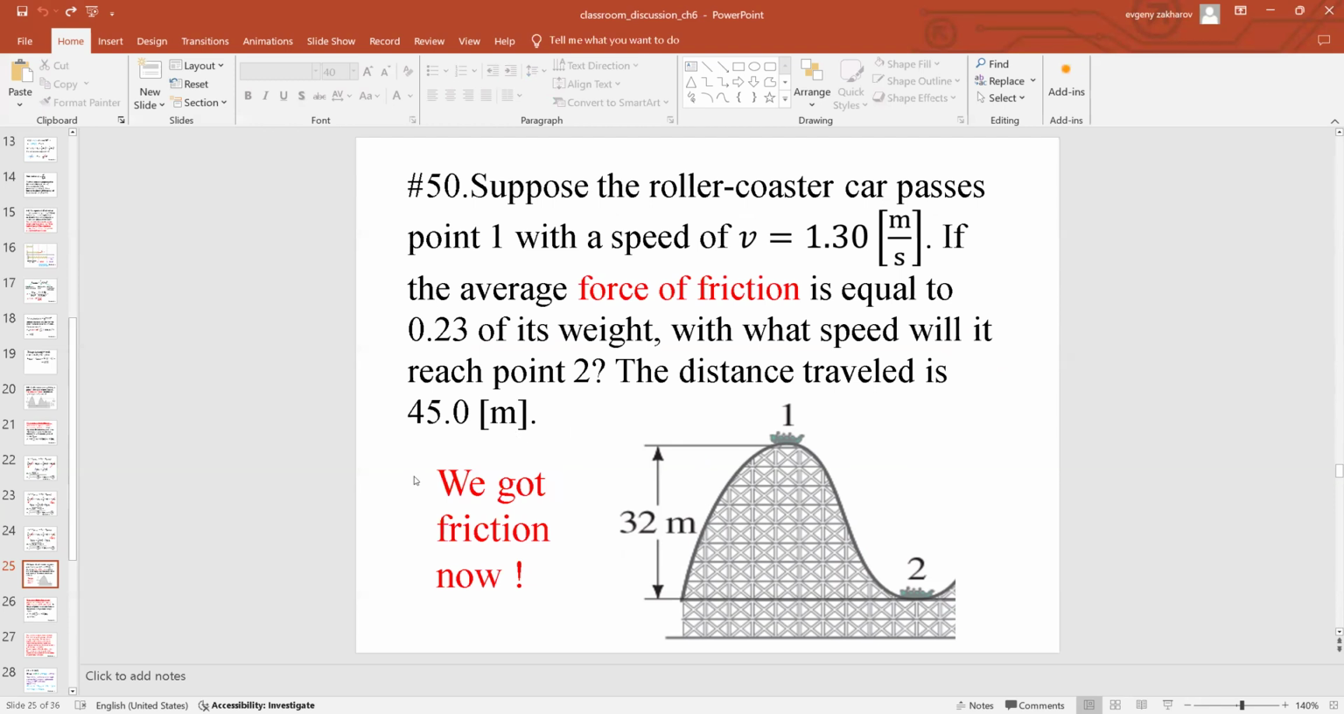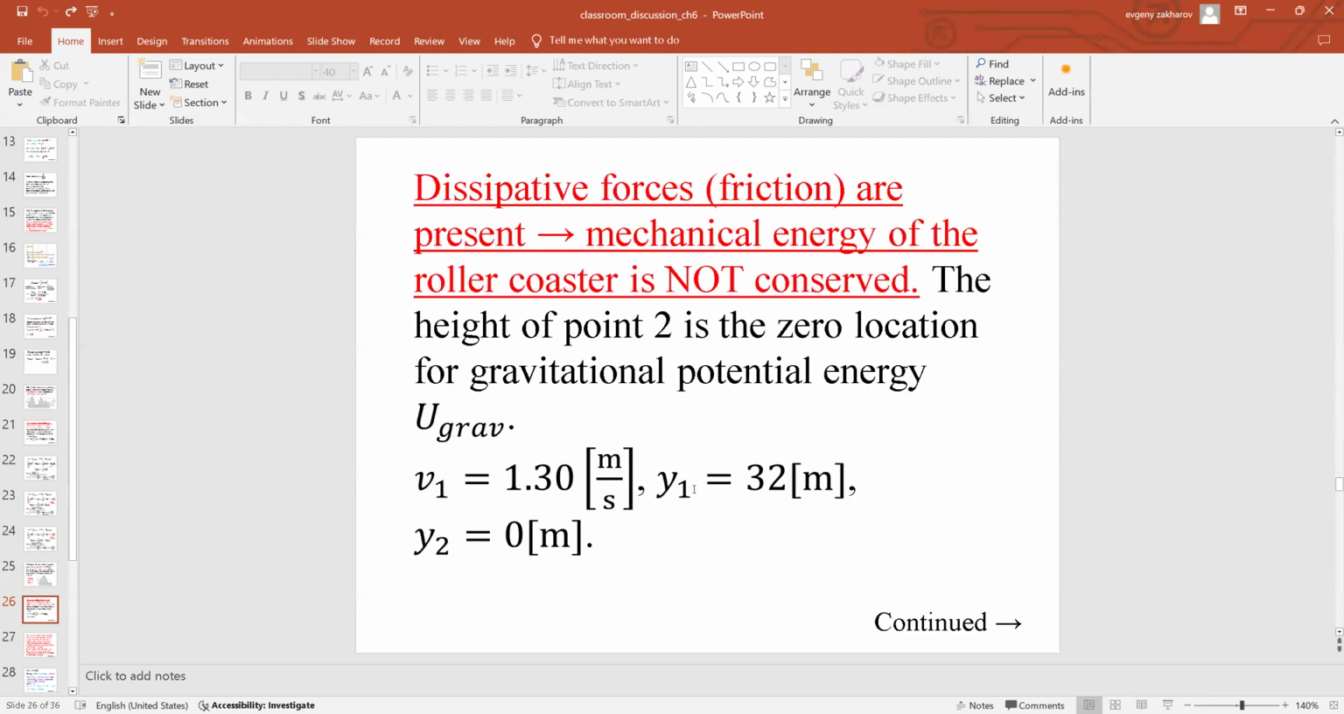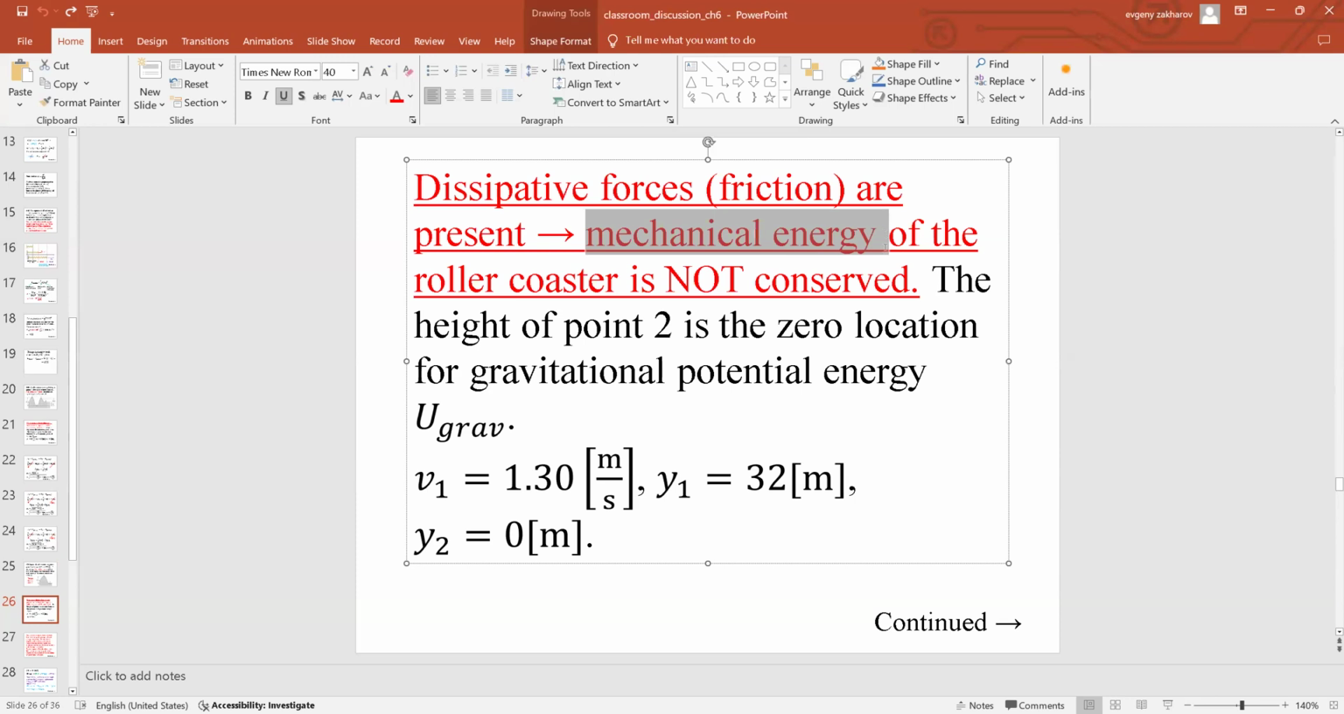So everything is given. It is time to say we can't do K plus U equals K plus U anymore, because part of mechanical energy will be converted into thermal energy. There will be friction. You will lose a little bit of mechanical energy, gain in thermal energy. Overall energy is still conserved, but mechanical energy is not conserved.